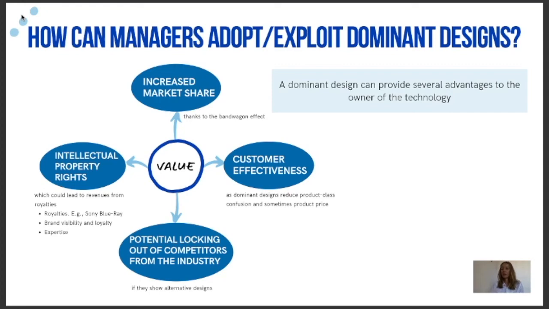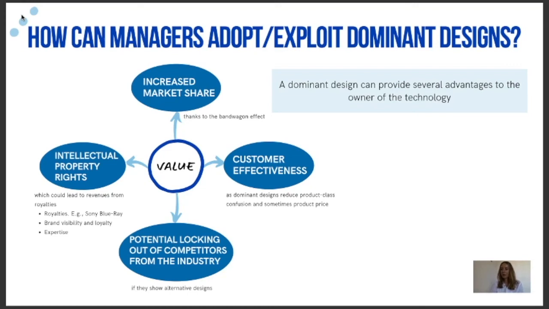And one of the main advantages is the exploitation of intellectual property rights over the design. And this can lead to revenues from royalties, as in the case of Sony's Blu-ray technology, where Sony won the war against Toshiba in the media storage format as they had stronger partnerships. And in the end, Toshiba saw this coming and pulled the technology out of the market.